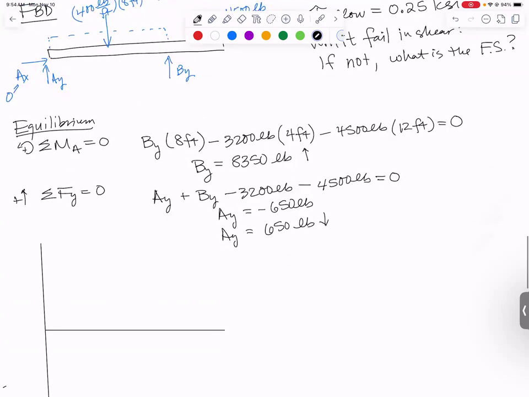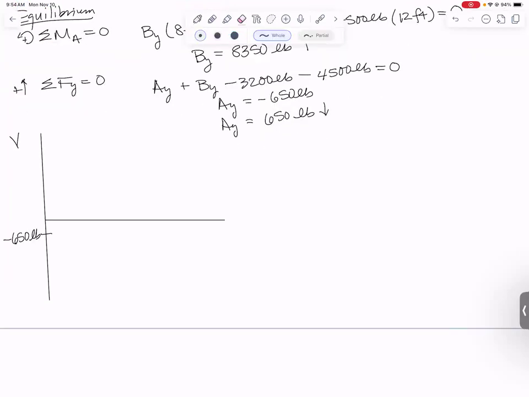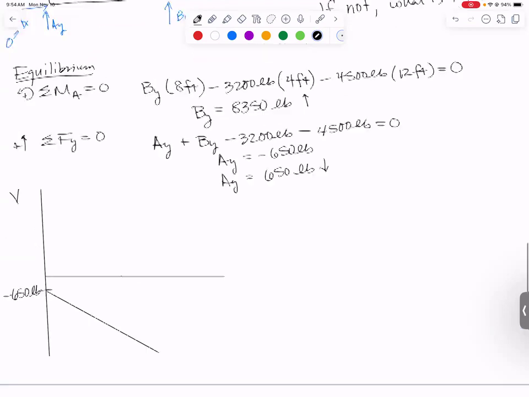First thing that happens on our diagram is we have AY, which does not act upward, it actually acts downward. So we're going to start by going down to minus 650 pounds. And I'm guessing 650 is fairly small on my scale because I've got a big value of 8,350 caused by BY. First thing is we're going to have a downhill slope of 400. We're going to go down somewhere. How far are we going to go down? Let's go look it up.